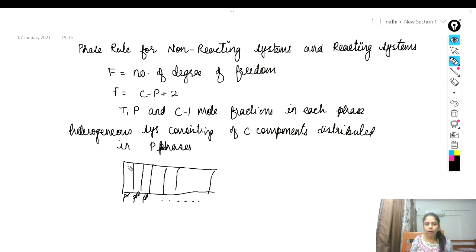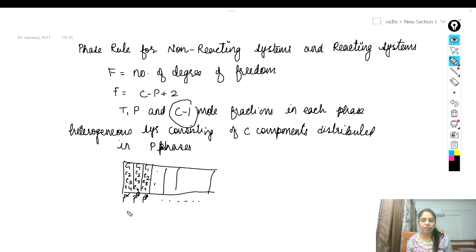And here we have the number of components C1, C2, C3, C4. So this is the meaning, and similarly this is also distributed in this phase. Here also C1, C2, C3, C4 and so on. So the composition of a phase containing C components is determined by specifying C minus 1 concentration terms. This is because if the mole fractions of all but one of the components in a mixture are known, the mole fraction of the remaining component is the difference between 1 and the sum of the C minus 1 concentration values.